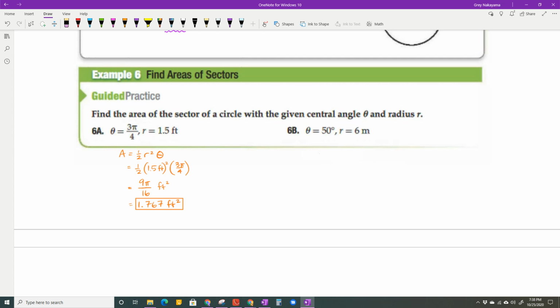Okay, last problem. Again, area equals 1/2 r squared theta, but this time my r is 6 meters. Okay, but my angle is in degrees, so I have to change that by multiplying by pi over 180 because I have to have it in radians. So multiply all of that out. Your exact answer is 5 pi, and your rounded answer is 15.708 square meters. And that's all there is to the applications of our angles.